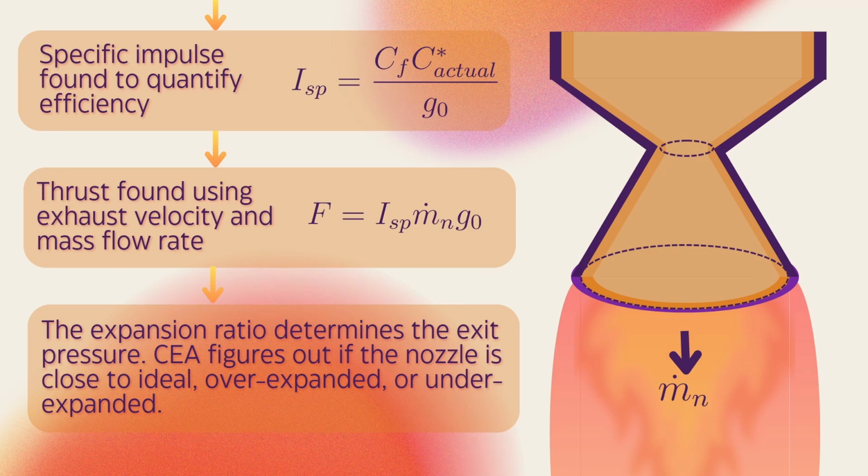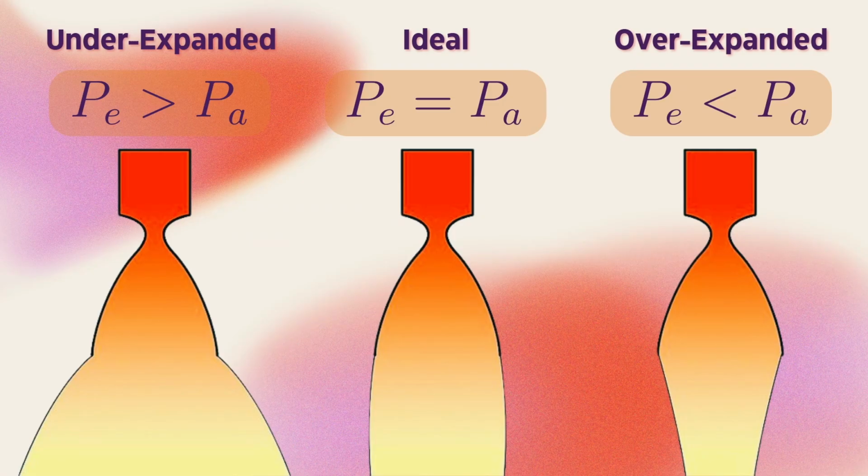NASA CEA also figures out if the nozzle is close to ideal, overexpanded, or underexpanded, which has to do with the expansion ratio of the nozzle and the exit pressure. Here's a diagram of what I'm talking about.